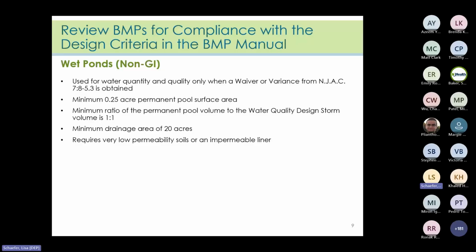but only when a waiver or variance from N.J.A.C. 7:8-5.3 is obtained. They have a minimum 0.25 acre permanent pool surface, and the minimum ratio of the permanent pool volume to the water quality design storm volume is 1:1. They also have a minimum drainage area of 20 acres, and they require very low permeability soils, all right, or an impermeable liner.